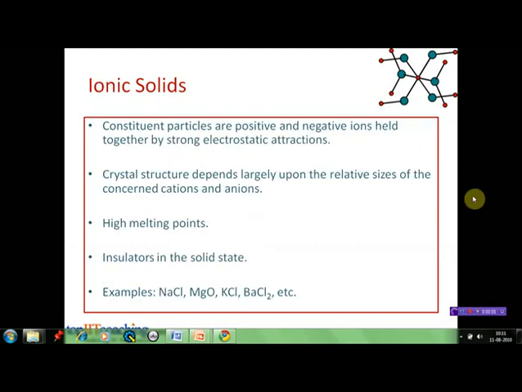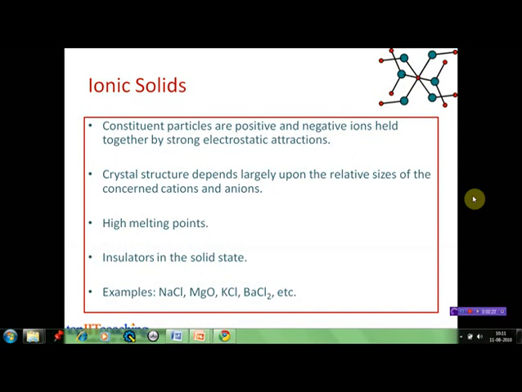The next type of crystalline solids are ionic solids, in which the constituent particles are positively and negatively charged ions, that is cations and anions. They are held together by strong electrostatic forces of attraction, which we also call Coulombic forces of attraction. Their crystal structure depends mainly upon the relative size of the cations and the anions. They are characterized by high melting points.